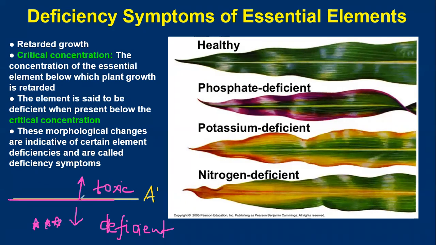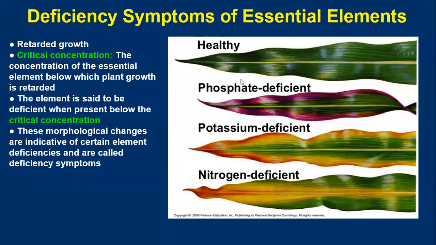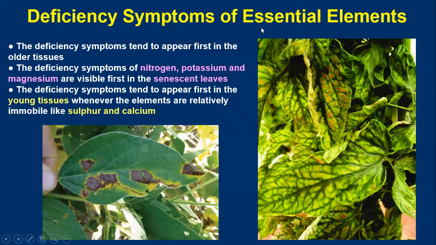So you have to supply that in a particular concentration, and that concentration you will call the critical concentration. So the critical concentration is the concentration of the essential element below which the plant growth is retarded, and above which the particular mineral element will become toxic in nature. Clear? Done, everyone? Yes. So common leaves which you find, brown spots like this on the leaf.